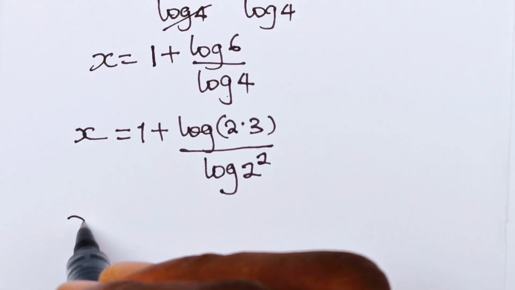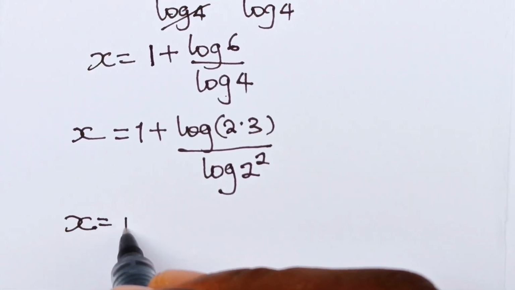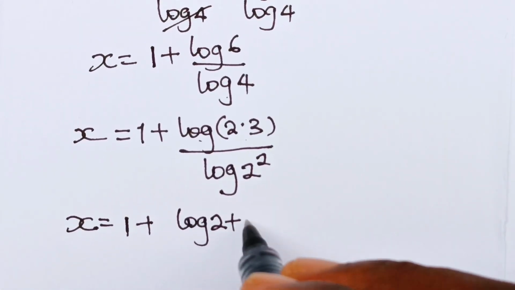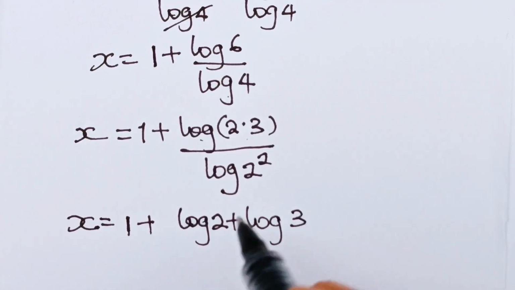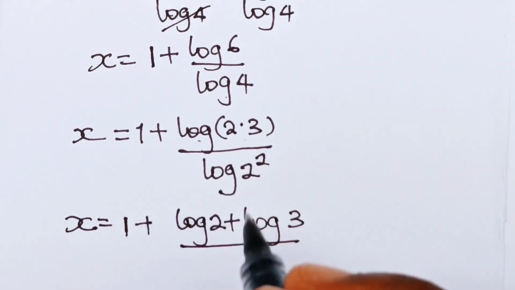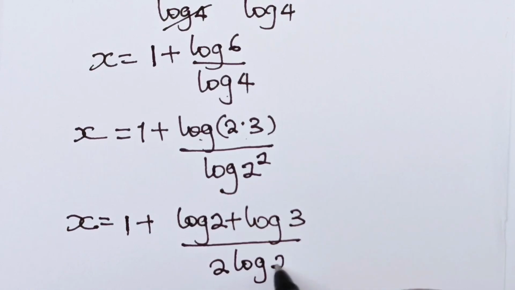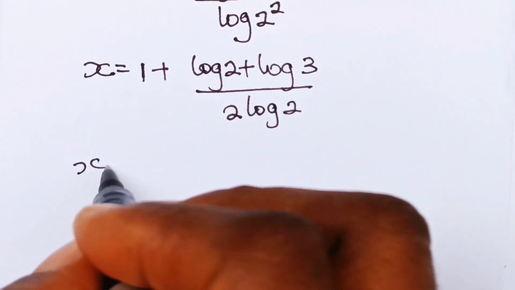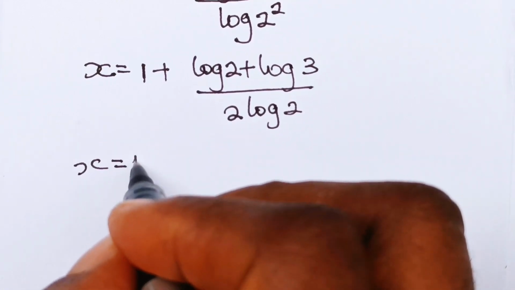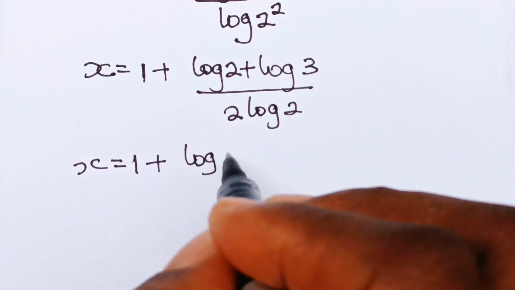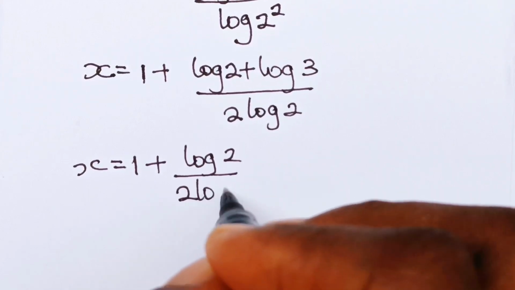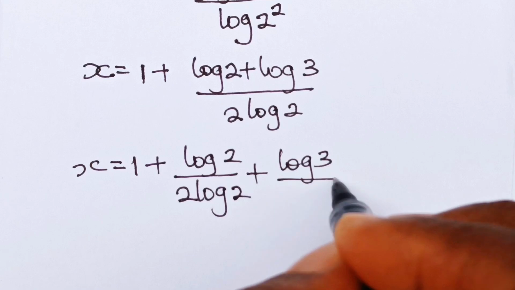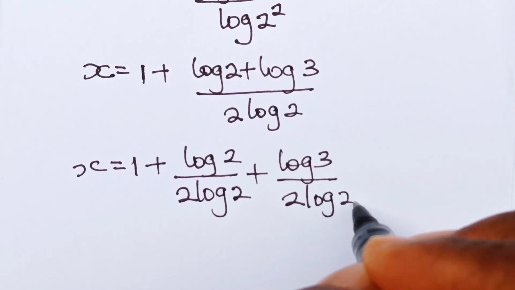That means that x is equal to 1 plus, now we can express this as log 2 plus log 3 divided by, this will come down to become 2 log 2. Now we can write that x is equal to 1 plus log 2 divided by 2 log 2 plus log 3 divided by 2 log 2.